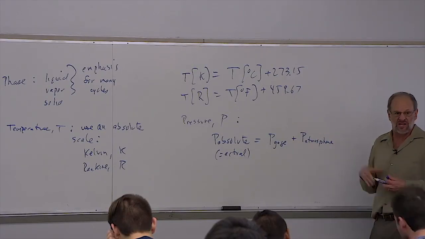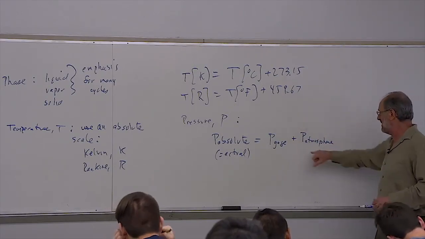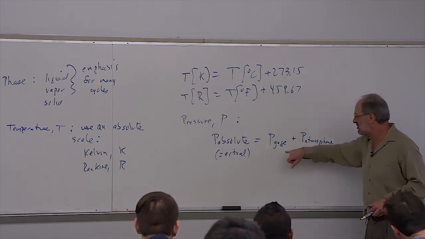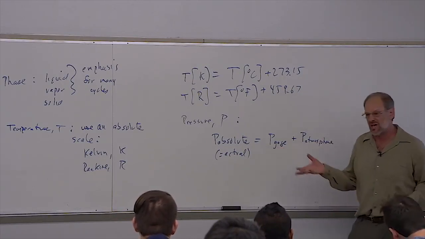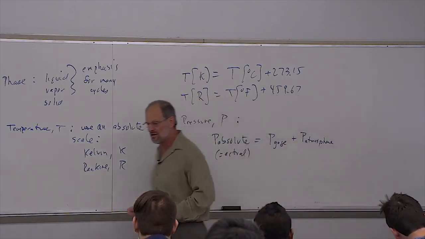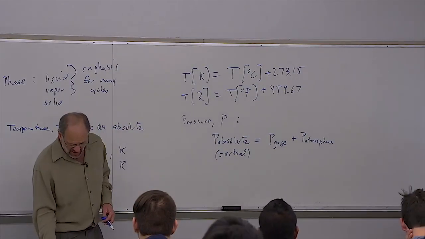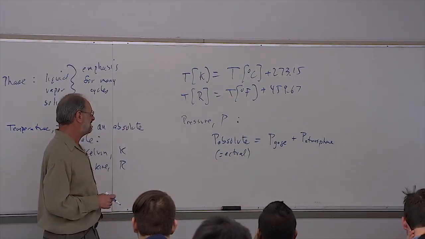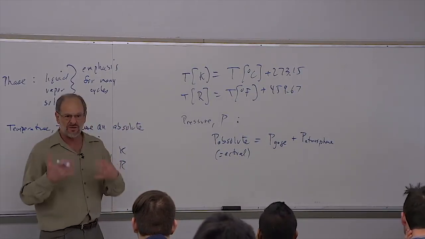Out there in the real world, you'll have a barometer on the wall, and you'll just read the atmospheric pressure off the barometer. You'll add to it the pressure that it says on the pressure gauge on the side of your tank, your pipe, whatever, and that's going to be the absolute pressure that you're going to use in problem solving. Okay? So again, this is something you should be aware of.